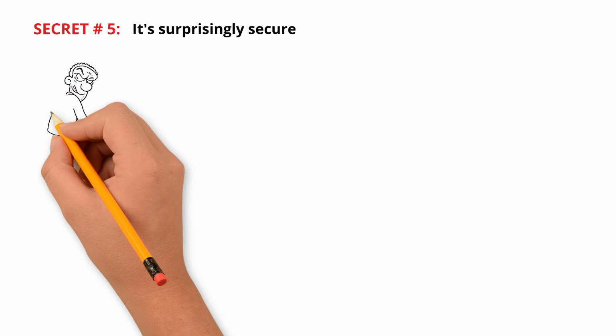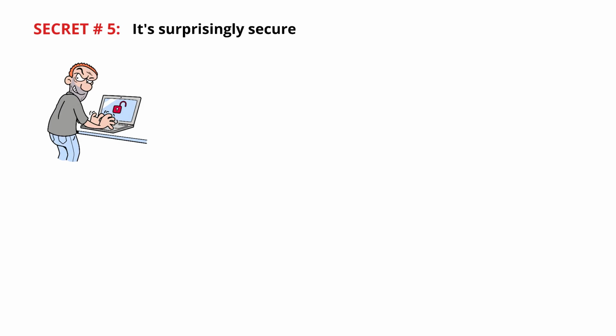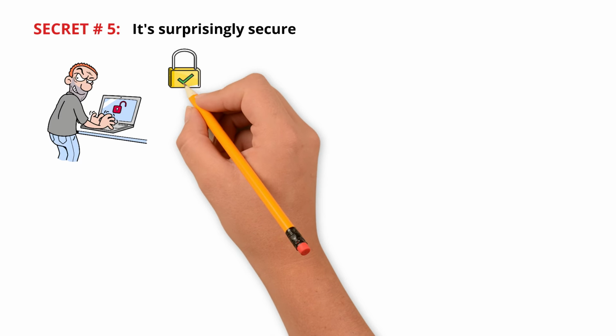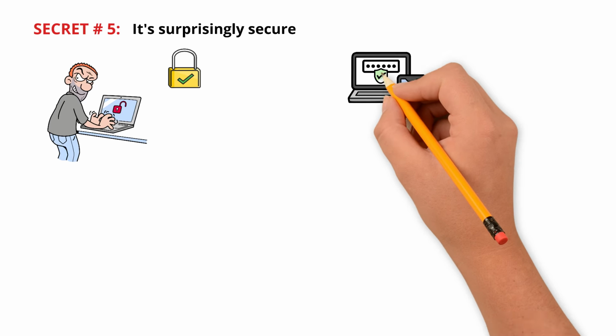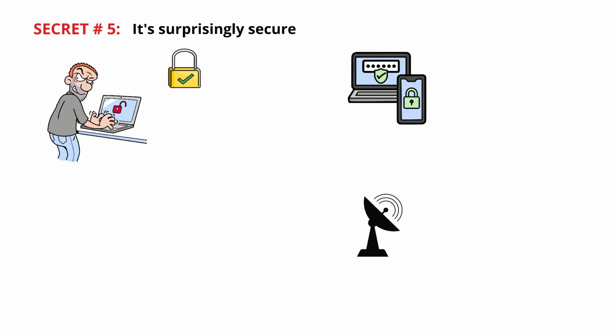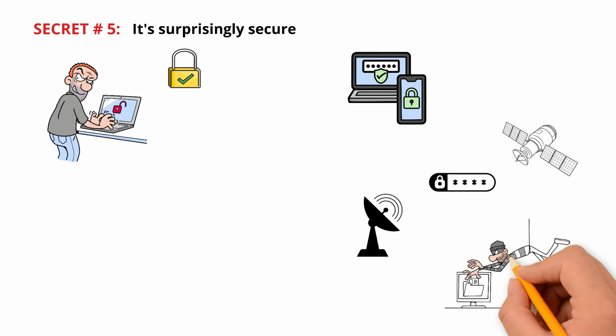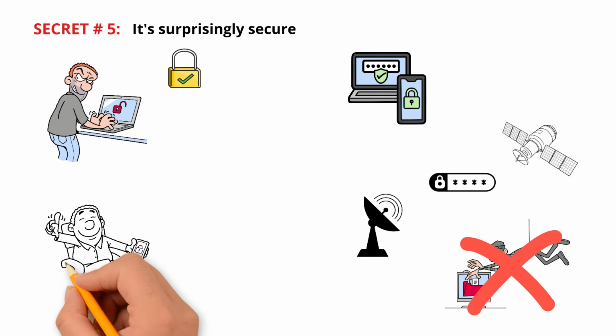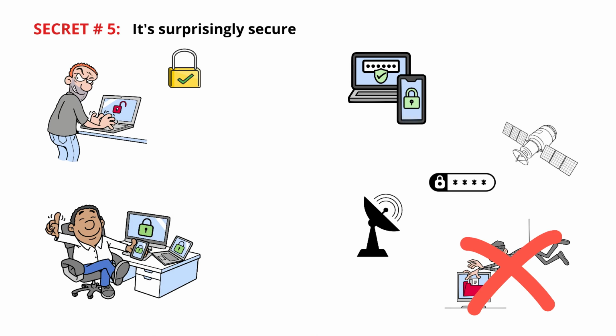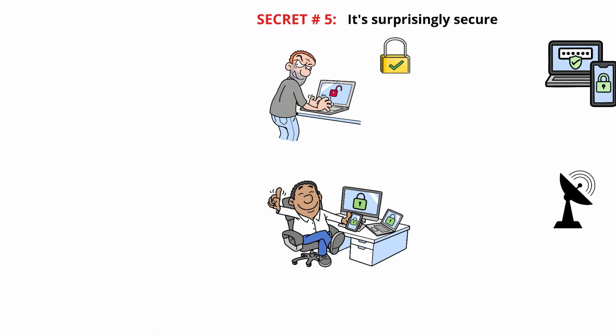Secret number 5. It's surprisingly secure. You might think sending your internet into space sounds risky, but satellite internet is actually very secure. Each user has a unique encrypted connection, meaning your data can only be read by your device. The signals between your dish and the satellite are encrypted, just like online banking. And because the beam is so narrowly focused, it's extremely hard for anyone else to intercept it. So yes, your photos, emails, and messages are safe, even if they've just traveled through space.